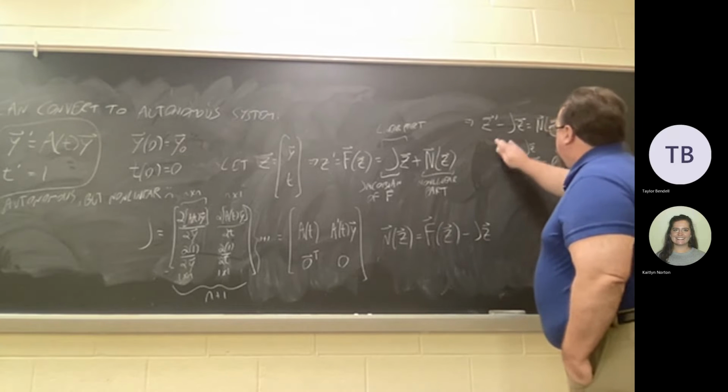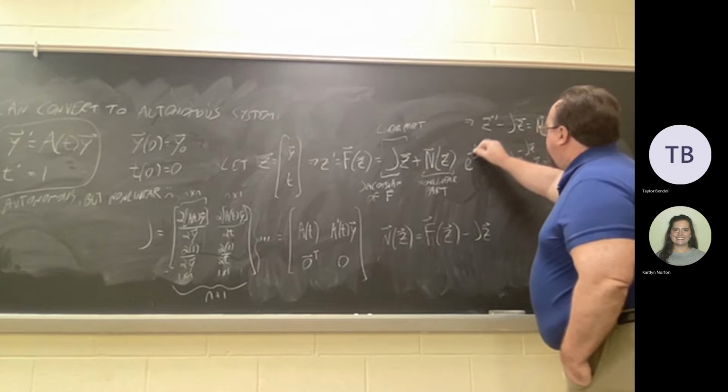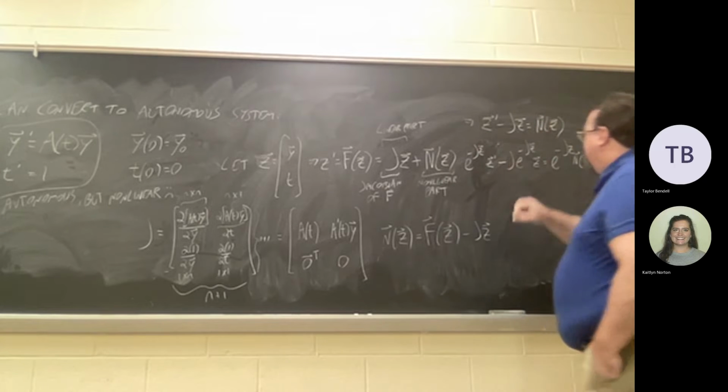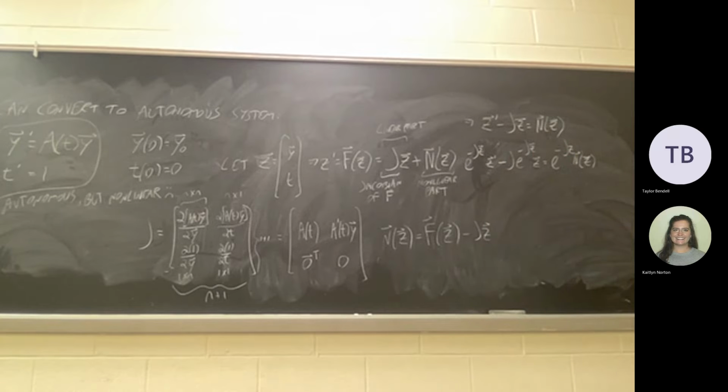Sorry. e to the minus Jz, z prime, minus all that. Okay. So this results from a product rule where everything works out like you want it to, because the matrix J is a... oh shoot, I'd be careful about this. I'm sorry. Dang it. Okay.